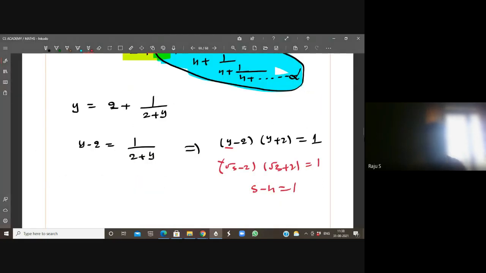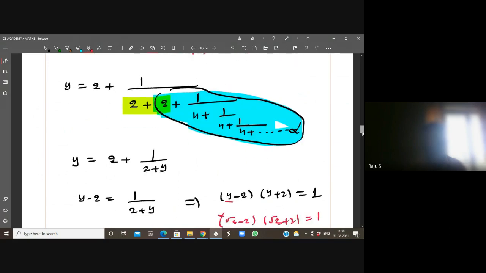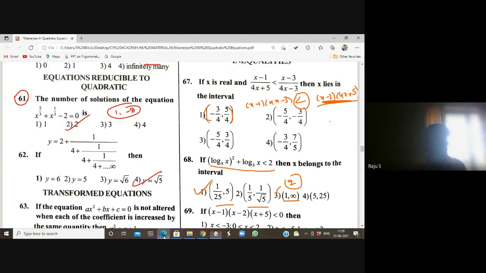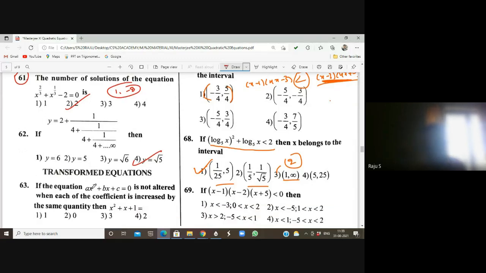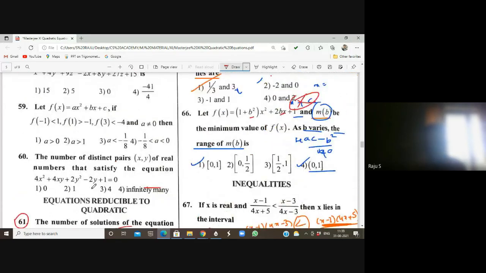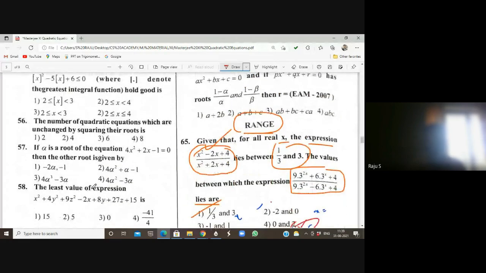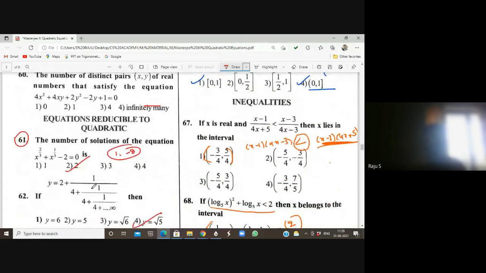Got it? First, we can change it to a quadratic form, standard form. That is very important. Carefully, how to change it, right? Transform the equation actually. Only one question is there here. This 64 we already discussed. Transformed equation.